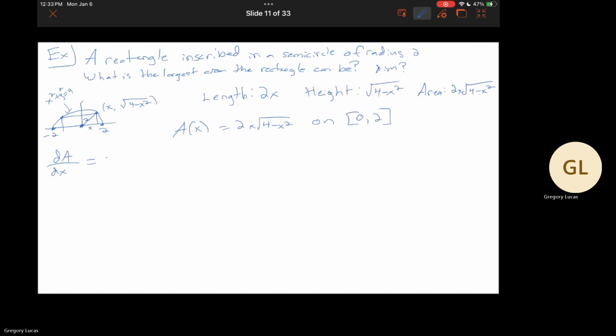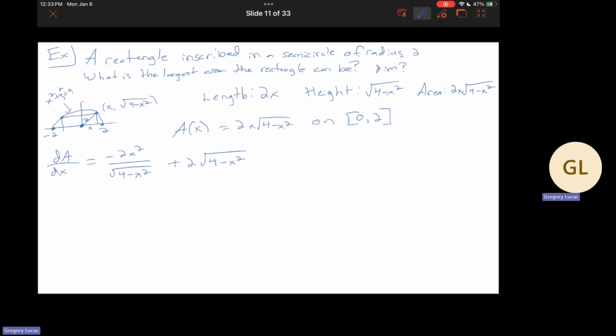But for right now, it would be minus 2x squared over the square root of 4 minus x squared, plus 2 times the square root of 4 minus x squared. Again, I want you to show me why that is the derivative. Don't just take my word for it. Show me how to get from A to dA/dx.